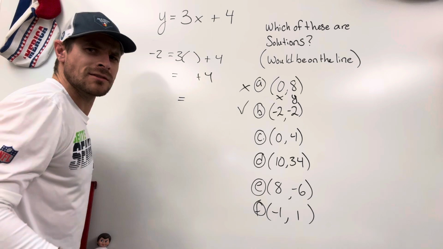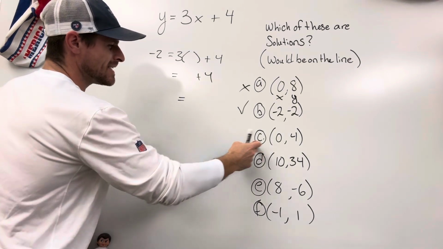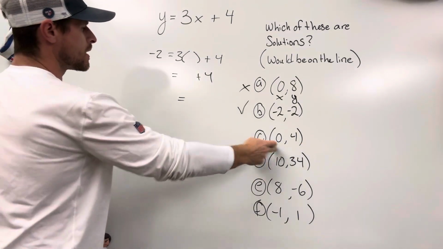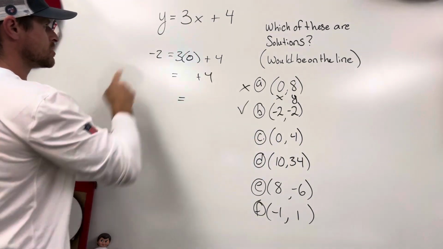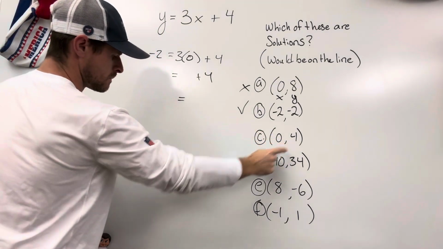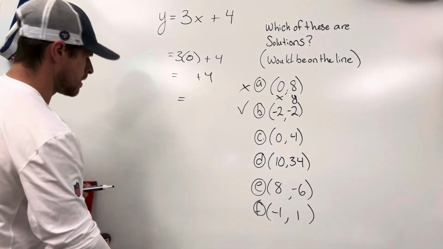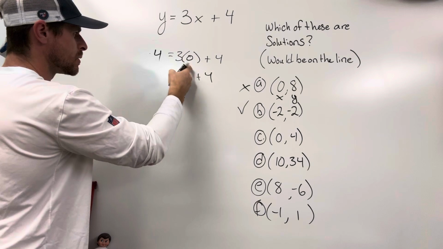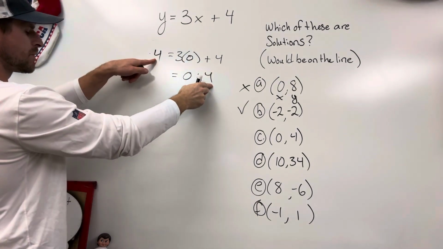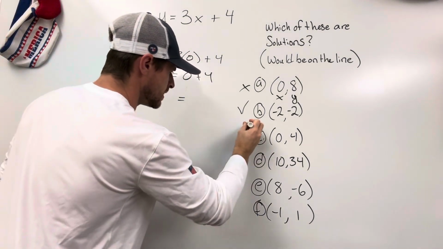Okay, next C, (0, 4). Put a 0 in for x. Boom. Change the y to a 4. Check and see if it works. 3 times 0 is 0. 0 plus 4 is 4. Mental math, we're good. It checks.